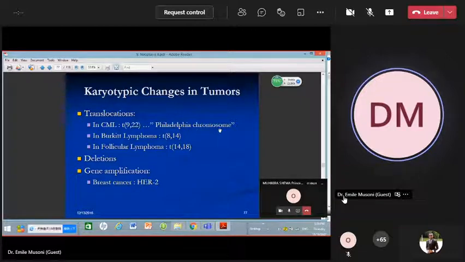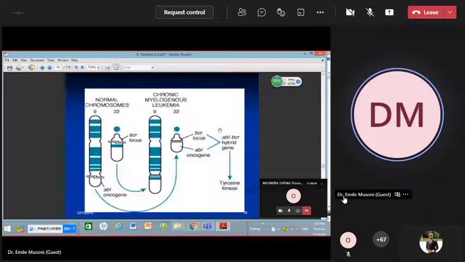We have seen chronic myeloid leukemia, Burkitt lymphoma, follicular lymphoma. Those have some translocation of the genes. There's some gene deletion, gene amplification, like those of HER2. I've seen the ABL oncogene, this is found in leukemia.